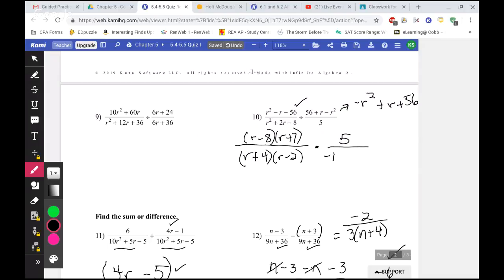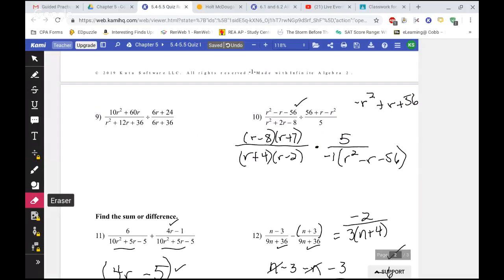So here I'm going to go -1 to pull that negative off the front, and that literally flips all of my signs within that term. Does that make sense to everybody? Yes. Any questions about that? Okay.